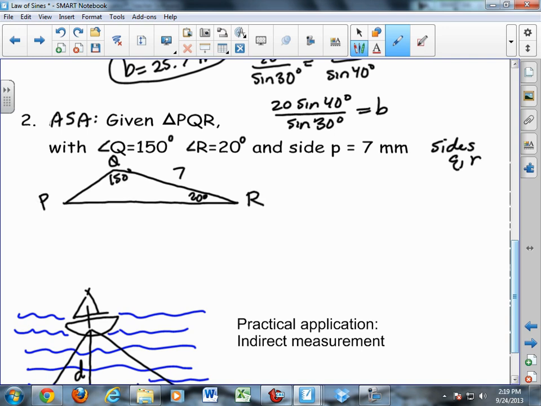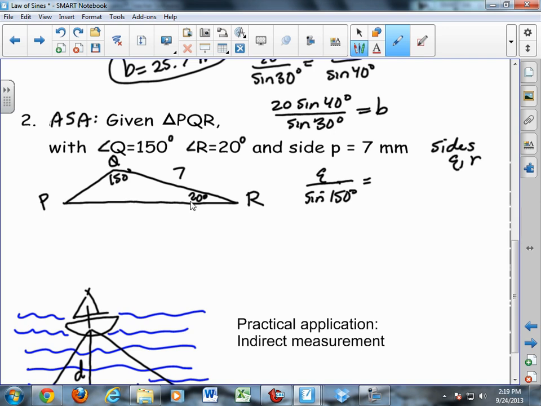Okay, now I want to find sides Q and R, so I could say Q over sine of 150 is equal to, am I going to use P or R? Well, I don't know side R, I know angle R, so that's not terribly helpful. I know side P, but I don't know angle P, so what am I going to use? Well, actually, hopefully some of you are screaming by now. Yes, we do know angle P, it's just the other two subtracted from 180.